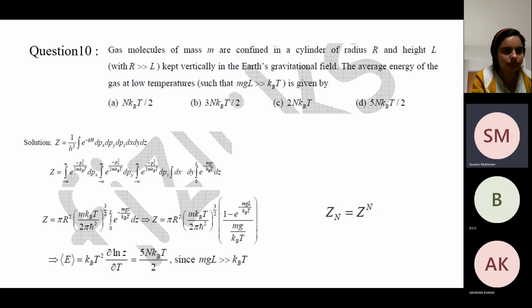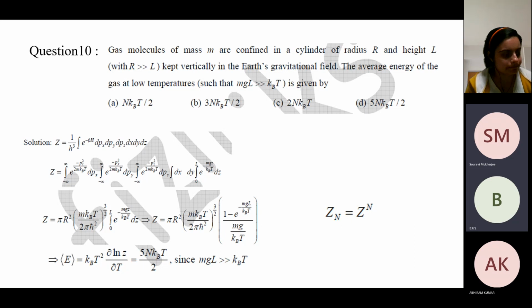Is this clear? This in a way tells you that if you know the partition function, you don't have to find all the thermodynamic variables. You can just use this relation to directly get the average energy from the partition function. This relation comes from the fact that average energy is defined by the integration of energy with respect to the phase space density over the entire phase space volume. Is this clear?